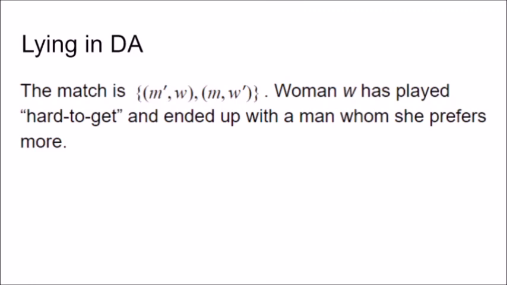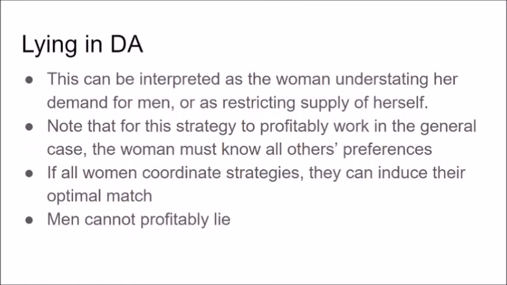Now, where does this happen in the real world? It's not that hard to think of examples, really. This could be interpreted in 2 different ways, though. It could be interpreted as the woman understating her demand for men, or as restricting her supply, that is, of herself. Now, as far as understating demand, this happens a lot. An employer might understate their demand for labor in order to drive down wages. A buyer might understate their demand in order to drive down prices.